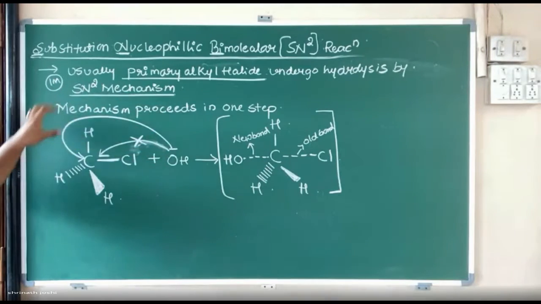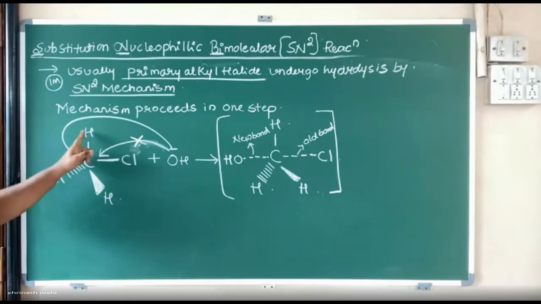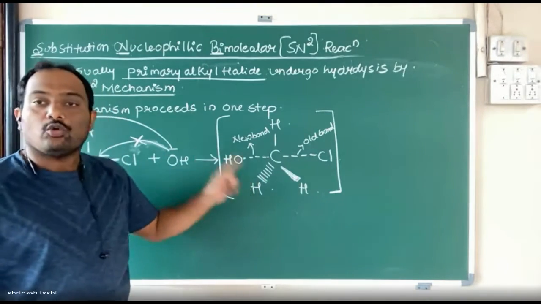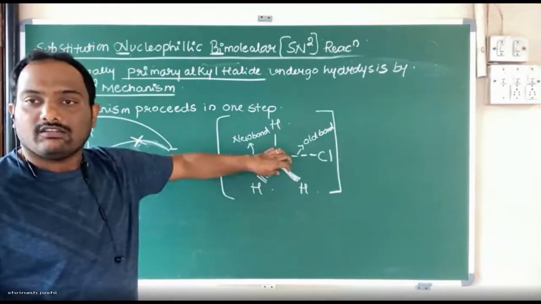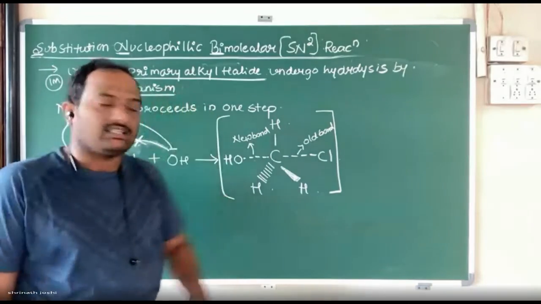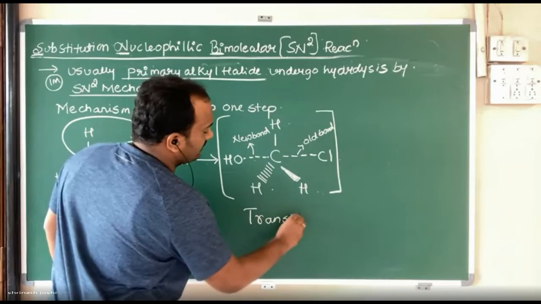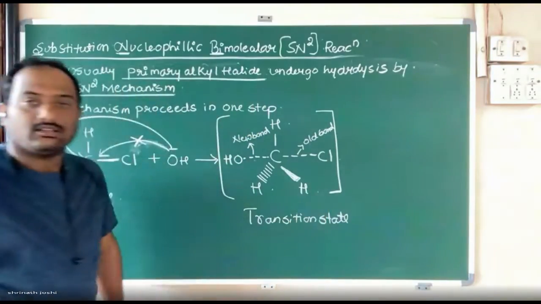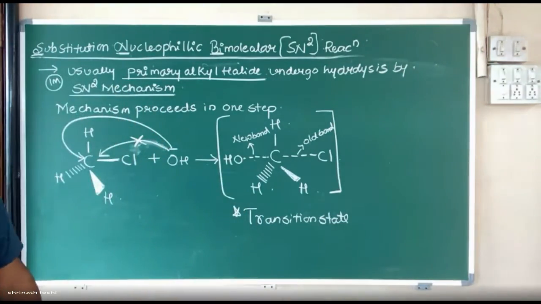The nucleophile will attack from the back side. That's why we have a back side here, the left side. The chloride atom is there on the front. These three hydrogens do not take any part. Their position remains the same. Only the change will happen with respect to OH and Cl. Such a state where carbon can have a valency of 5, that state we can call a transition state. Remember this. This is an intermediate which is formed in SN2.